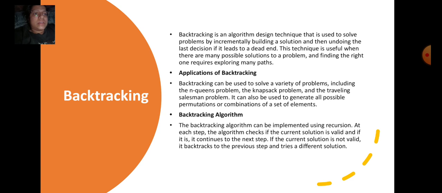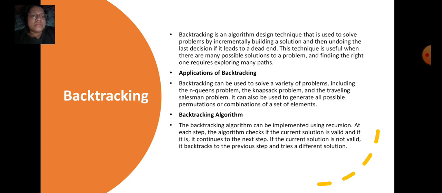Backtracking is an algorithm design technique that can be used to solve problems by incrementally building a solution and then undoing the last decision if it leads to a dead end. The technique is useful when there are many possible solutions to a problem and finding the right one requires exploring many paths. Backtracking can be used to solve a variety of problems, including the N-Queens problem, the snake problem, and the traveling salesman problem. It can be used to generate all the possible permutations or combinations of a set of elements.